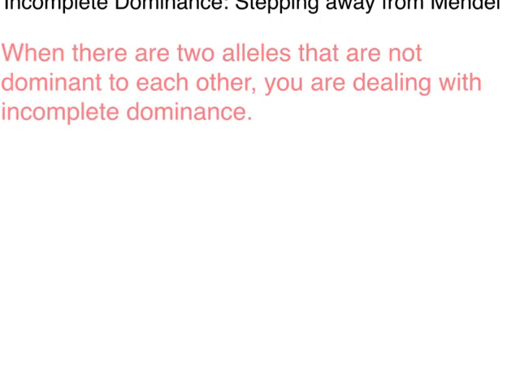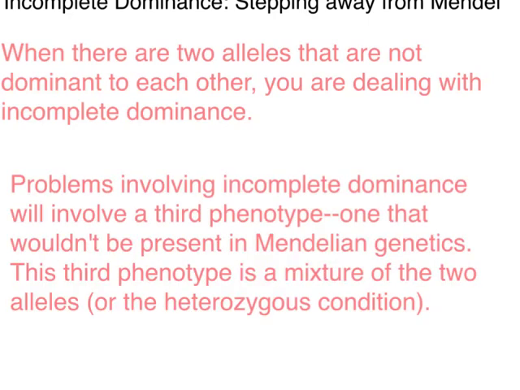The phenotype for the homozygous situations and the phenotype for the mixture of the two alleles, which would be the third possible. And we can't call it recessive, we can't call it anything other than the third phenotype, because there is no dominant and there is no recessive in this. So problems involving incomplete dominance will involve a third phenotype, one that wouldn't be present in Mendelian genetics. This third phenotype is going to be a mixture of the two alleles, or if you prefer, it will involve the heterozygous condition. So how do you solve a problem involving these, and what's an example of one?